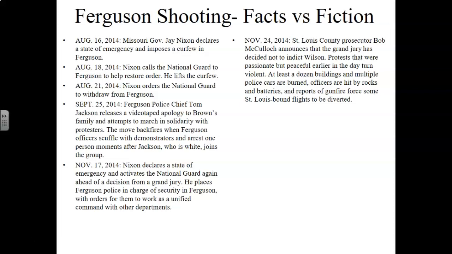And then about a month later, Ferguson Police Chief Jackson releases a videotaped apology to the Brown family and attempts to march in solidarity with the protesters. However, this move backfires when officers from Ferguson scuffle with demonstrators and arrest one person moments after Jackson, who is white, joins the group.